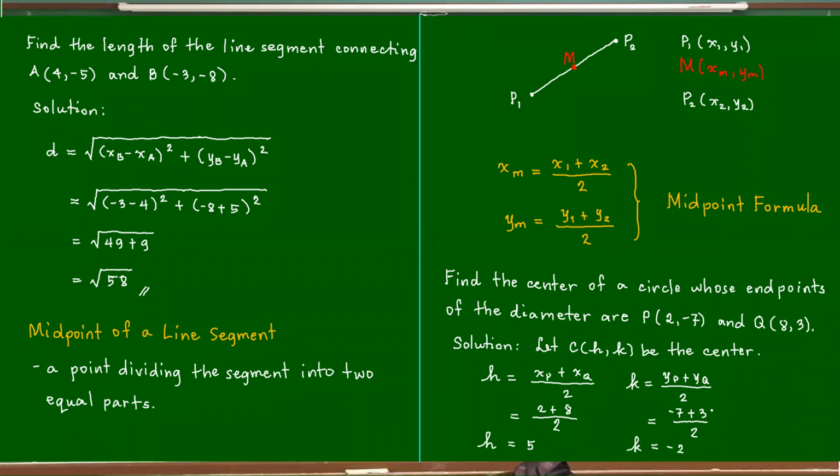No? So therefore, what is the center? (5, -2). So if you're going to plot these points, P and Q, connect them. So (5, -2) will lie at the middle of that segment. That segment PQ represents the diameter of the circle. Clear, children?